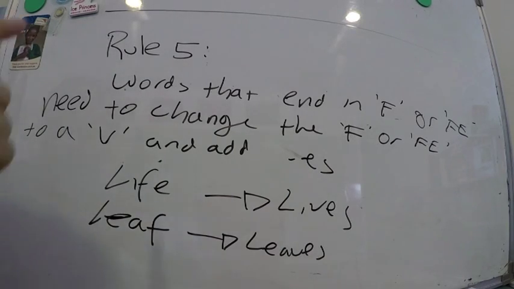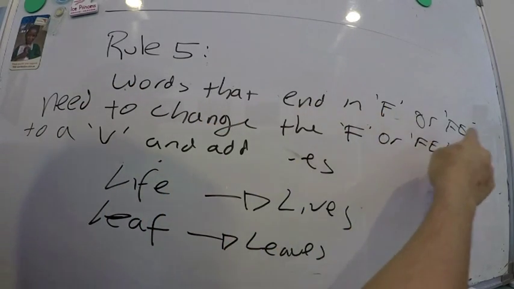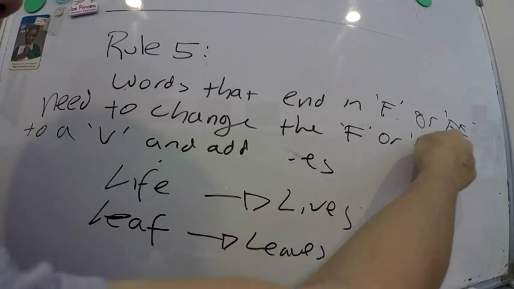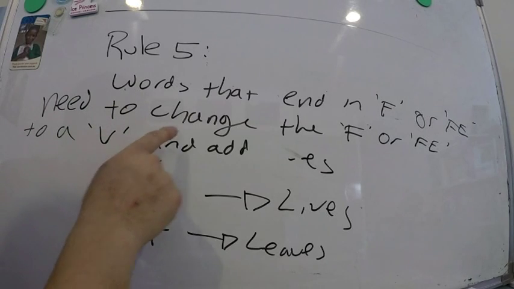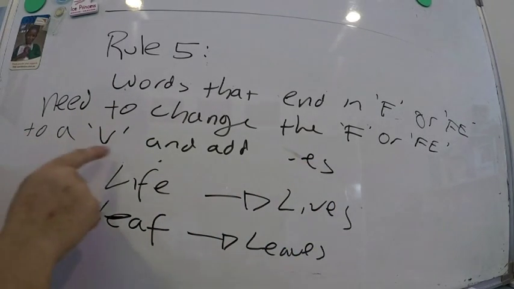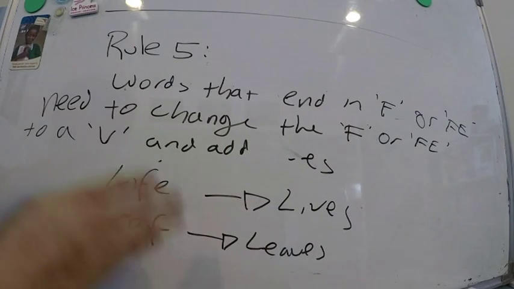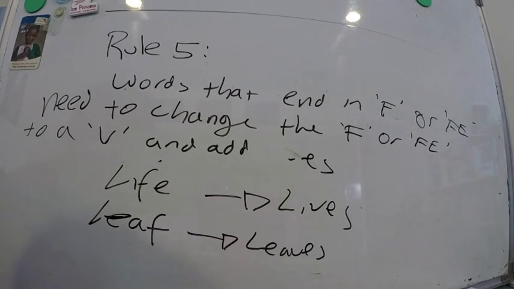Okay, rule number 5. Words that end in F or FE. So if a word ends in F or FE, a noun, you need to change the F or the FE to a V. You get rid of the F, change it to a V, and add ES. So let's look at some examples. Life ends with FE. We want to get rid of the FE, change that to a V, add ES. So it becomes lives with a V and then an ES. Leaf ends with an F. We want to get rid of the F, change it to a V, and add ES. So that becomes leaves, V-E-S.